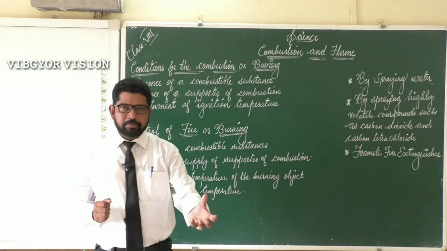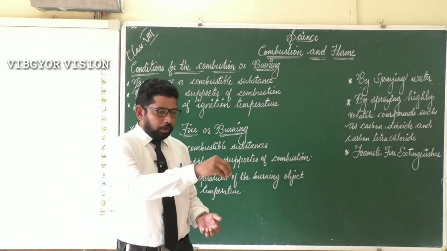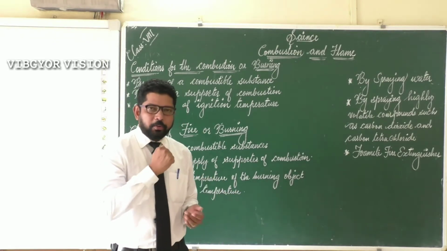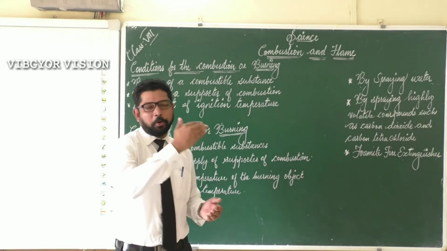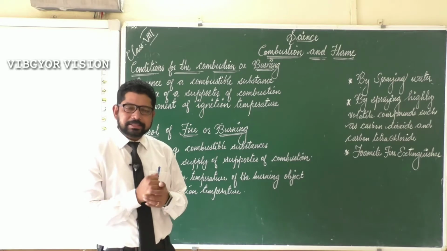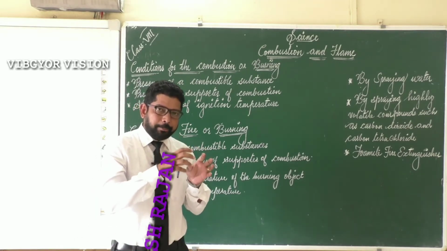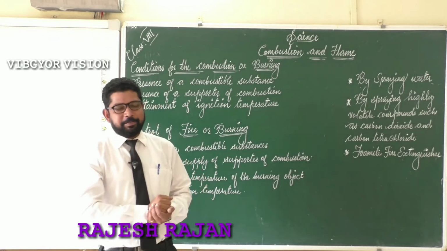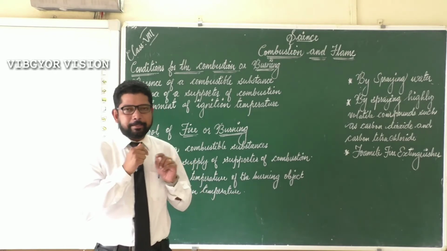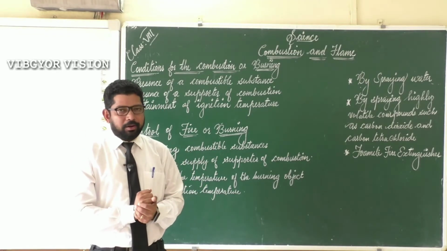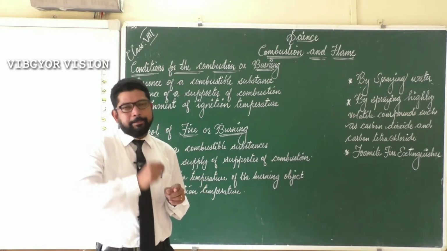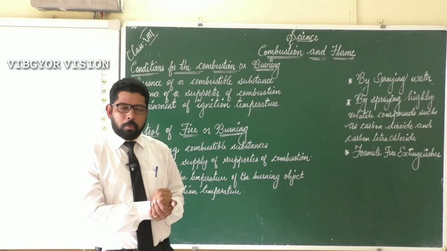For example, a paper is burning. To the other end of the paper, you can add some water. Then will the fire continue? No, it will stop where we poured water. Why did the fire stop there? The reason is that the temperature of that paper has fallen below the ignition temperature. So if the temperature of a body is below its ignition temperature, that substance cannot burn. So by spraying water, we can lower the temperature of the burning object below its ignition temperature.